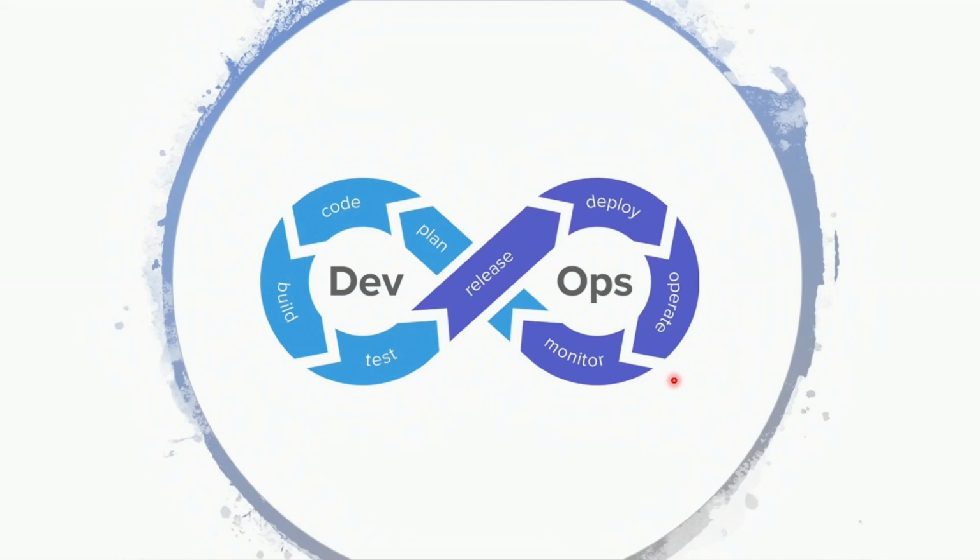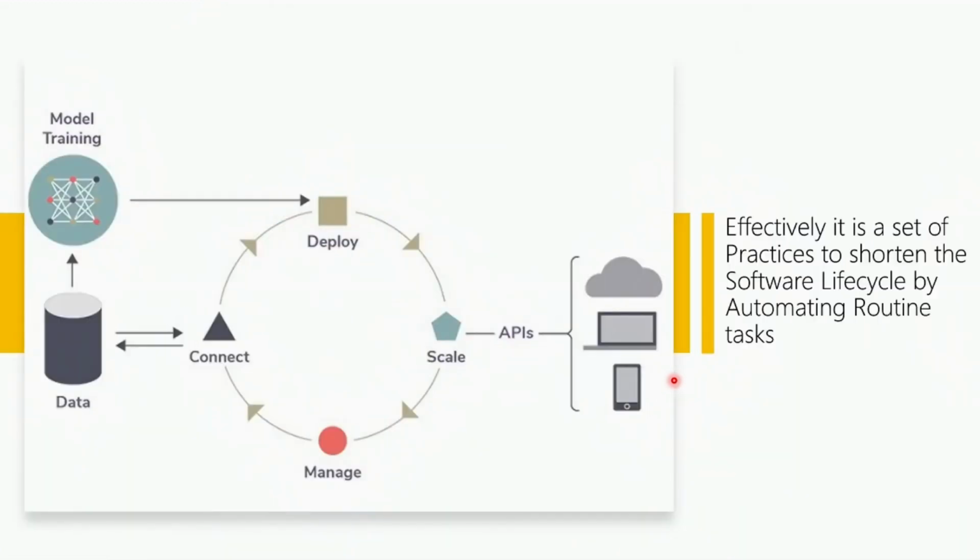And hence a more realistic picture is the circular way of seeing things, where you have model training, you deploy it, you scale it along with APIs, you manage it and you connect to it, and then you keep on repeating it. So effectively what we need is a certain set of practices to shorten the life cycle, probably by automation, right? That's the key mantra here. That's the key talk of all of this.